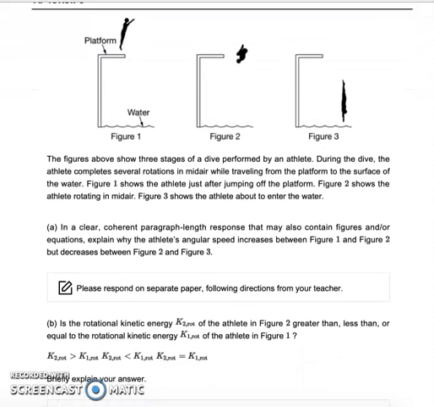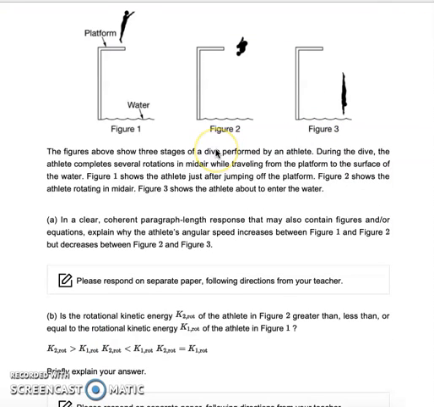So we have a diver, 3 parts, 3 positions. When they dive, they do a tuck towards the top of the platform and then go into a pike. And there's 2 questions I want to ask here.